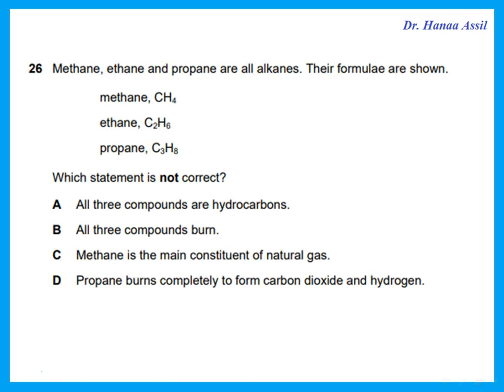Methane, ethane, propane are all alkanes. Their formulas are shown. Which statement is not correct? Again, remember, is he asking for which one is correct or which one is not correct? So he's saying all 3 compounds are hydrocarbons. Yes, all 3 compounds are hydrocarbons. Remember, hydrocarbons are the ones that are made up of carbon and hydrogen only. So this is right. He's looking for which one is not correct.